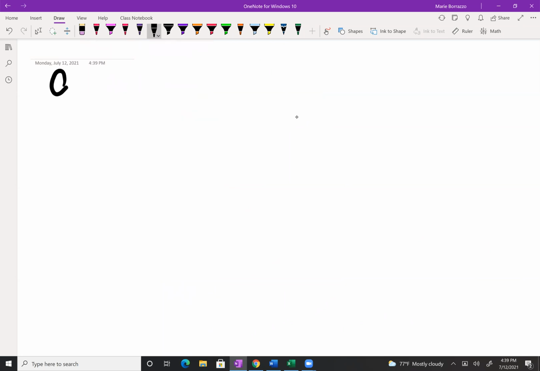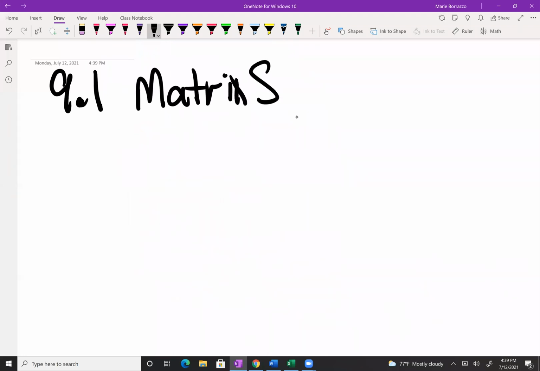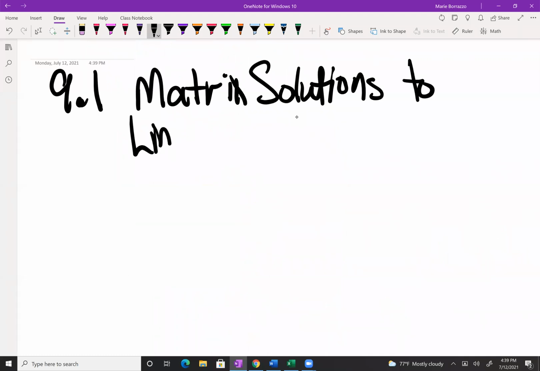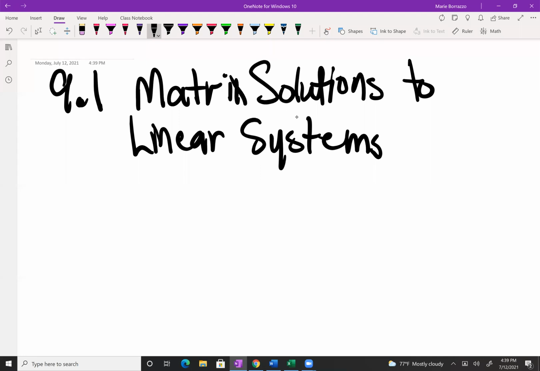Okay. So this is 9.1. It's all about matrix solutions. This is my favorite lesson to teach. So get ready for the geek to come out. So we're looking at matrix solutions to linear systems. What is really cool about this is that this ties right back to everything you've ever done about solving systems via substitution or addition method or what have you. So we begin with example 1.